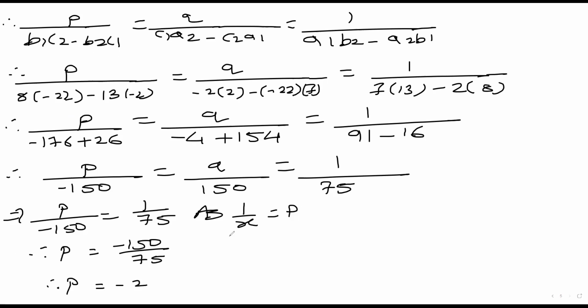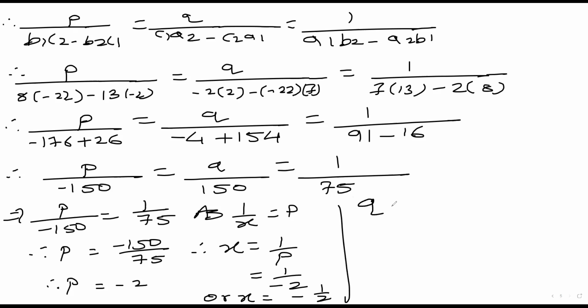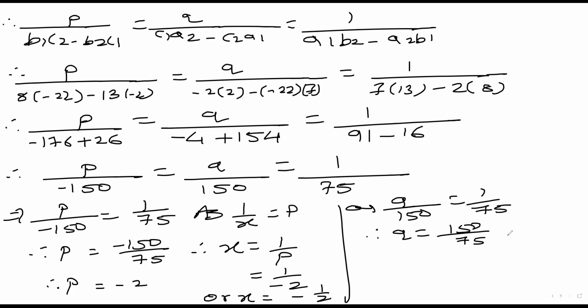So p is minus 2, but as 1 upon x is p, that means x will be 1 upon p, that is 1 upon minus 2, or x is minus 1 upon 2. Similarly, Q will be 150. Okay, I'll write one more step. As Q upon 150 is equal to 1 upon 75, therefore Q will be 150 upon 75. That means Q will be 2.